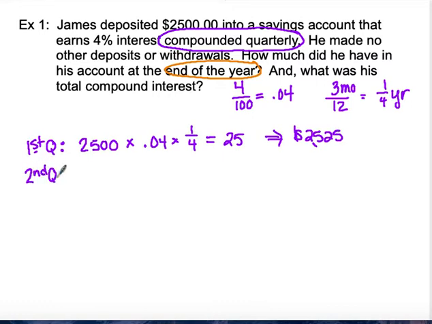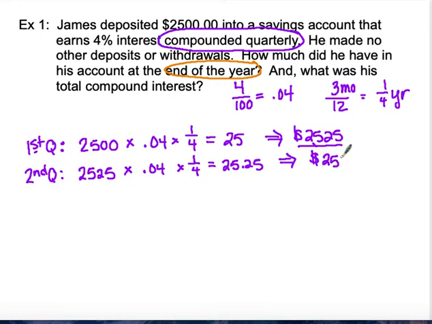In the second quarter, we're going to start with our new principal, which includes the original principal plus the interest earned. We're going to multiply by our rate. Now we're going to go through the second quarter. So we're going to multiply that out. That's going to get us $25.25, leaving us with a final amount at the end of quarter 2 of $2,550.25. So now we'll repeat that again.